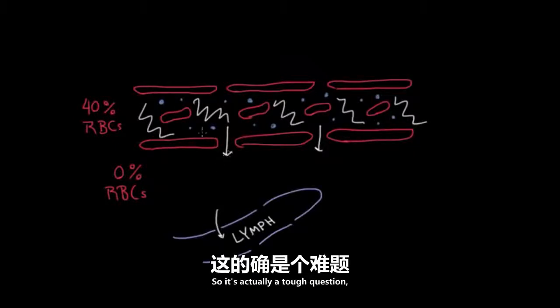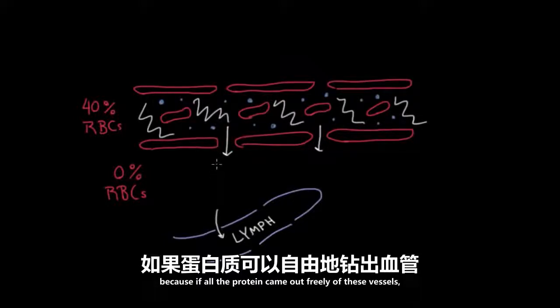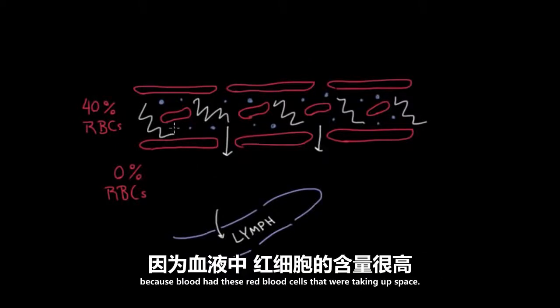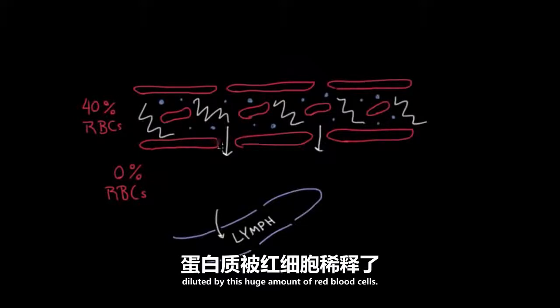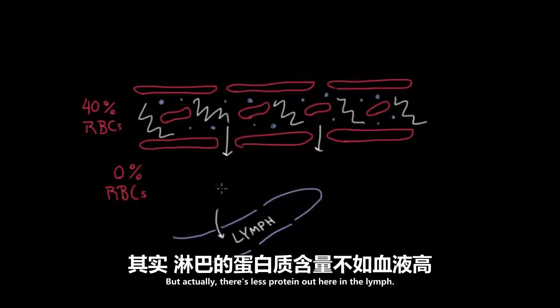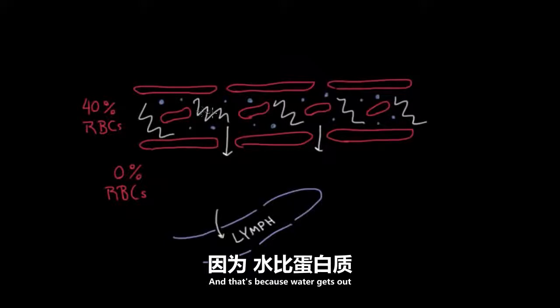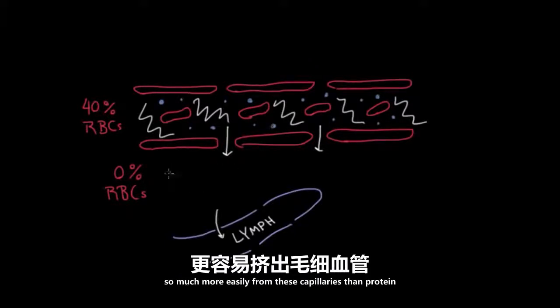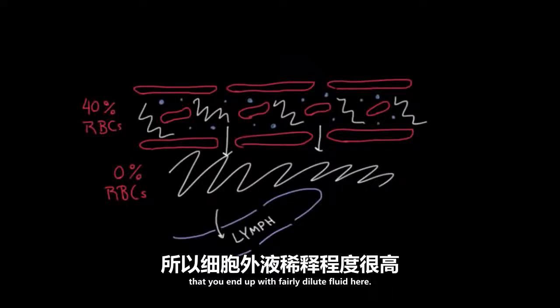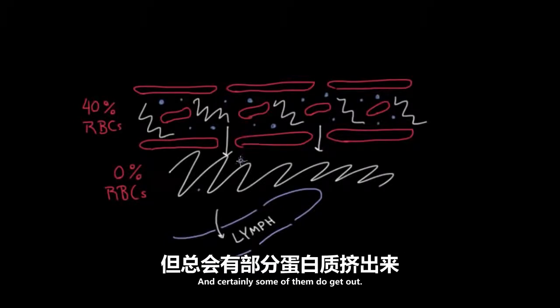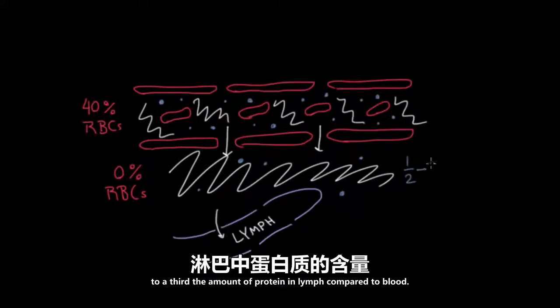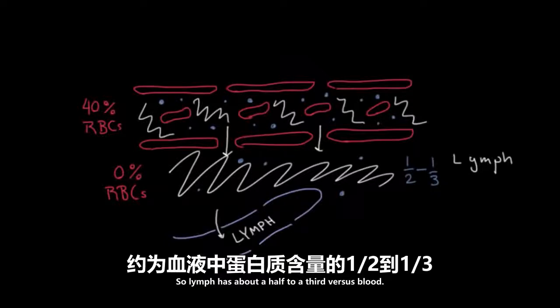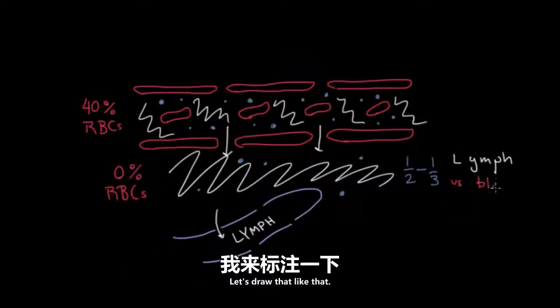So it's actually a tough question because if all the protein came out freely of these vessels, then lymph would actually have a higher concentration of protein than blood, because blood had these red blood cells that were taking up space, and so the protein was, so to speak, diluted by this huge amount of red blood cells. And out here it won't be diluted by red blood cells. But actually there's less protein out here in the lymph, and that's because water gets out so much more easily from these capillaries than protein that you end up with fairly dilute fluid here. So proteins have a kind of tough time getting out, and certainly some of them do get out, and so we'll draw those here. But it's much less than are in blood. And so we end up with about a half to a third the amount of protein in lymph compared to blood. So lymph has about a half to a third versus blood. Let's draw that like that.